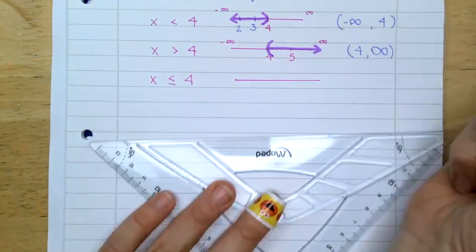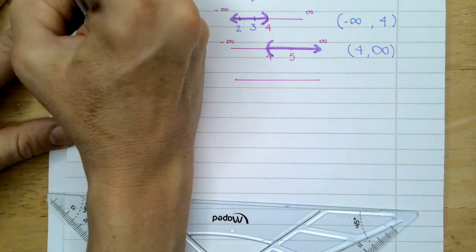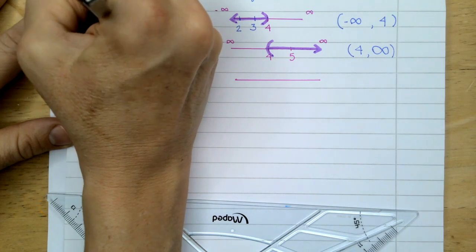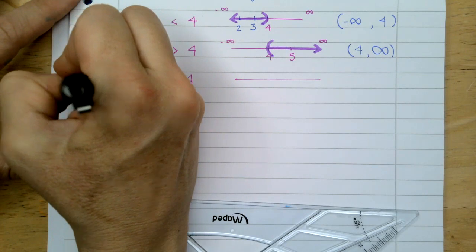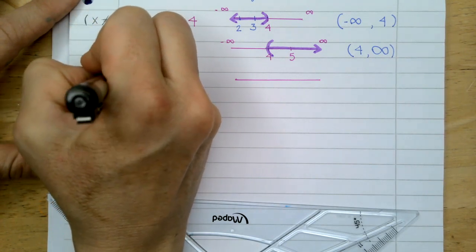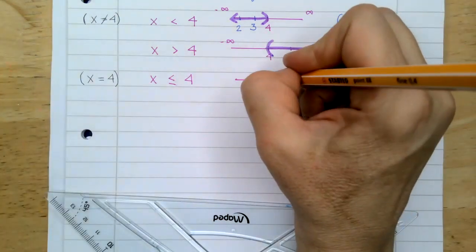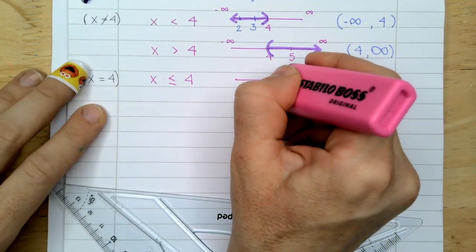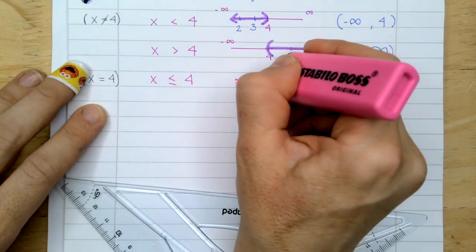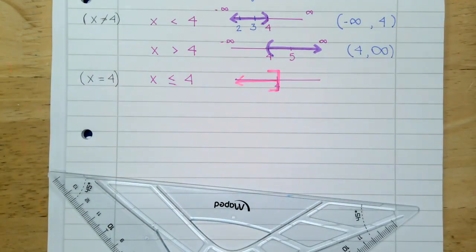Less than 4 means it cannot be 4, right? If a number is less than 4, it cannot be 4, right? But less than or equal to 4, the whole equal to thing means that this is okay, right? If this is okay, then I want to denote that when I graph it. So I'm going to graph it with a different symbol than just the parentheses. I'm going to use a bracket to include the 4 in the bracket.